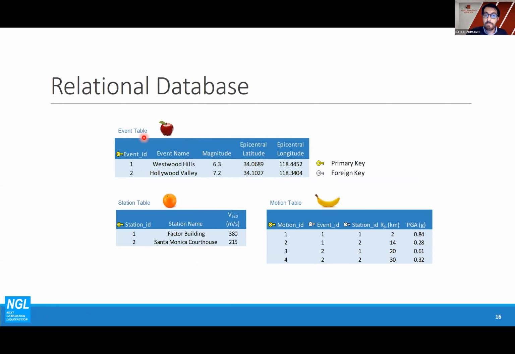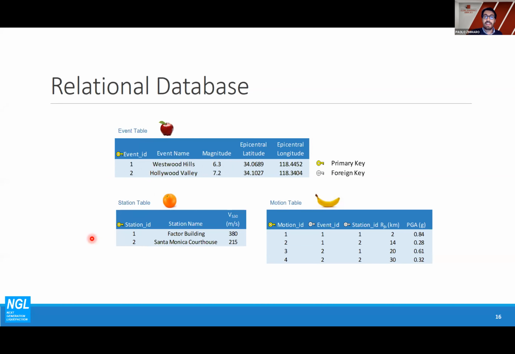The event table has an event ID, which is the primary key in yellow, a unique identifier for each record. So the Westwood Hills earthquake is event ID number one. There's not going to be any other event ID number one in this table. And then the Hollywood Valley earthquake is event ID number two. So that's the unique identifier. And each of these records will have their own magnitude, latitude, longitude, and so forth.